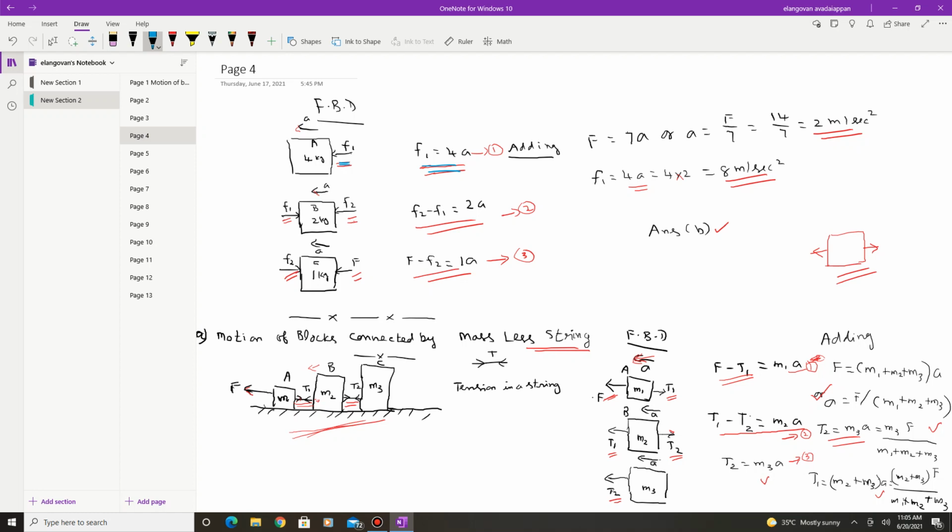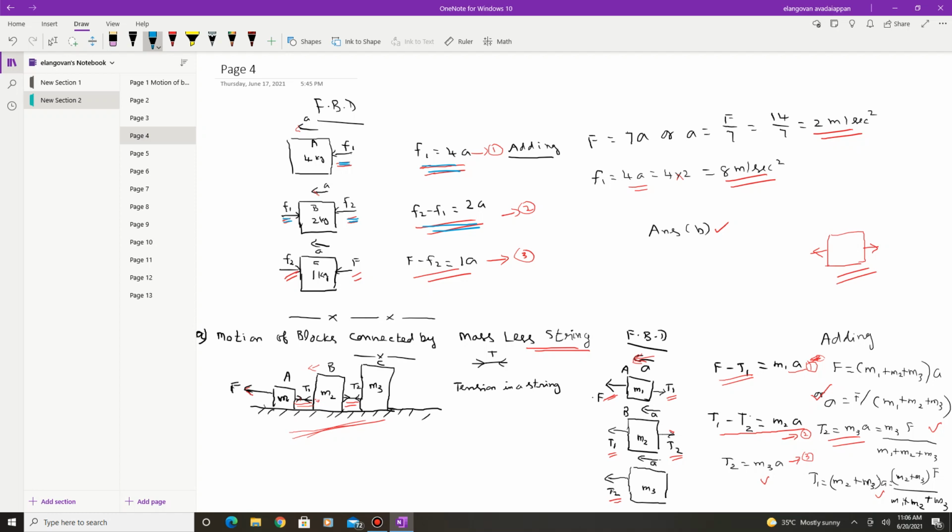For the block B, there are two contact forces acting on the block B. One is acting from A to B. The contact force F1 is acting from A to B, and F2 is the contact force acting from the block B to C. Now the difference F2 minus F1 is 2A. So F2 minus F1 is equal to 2A.